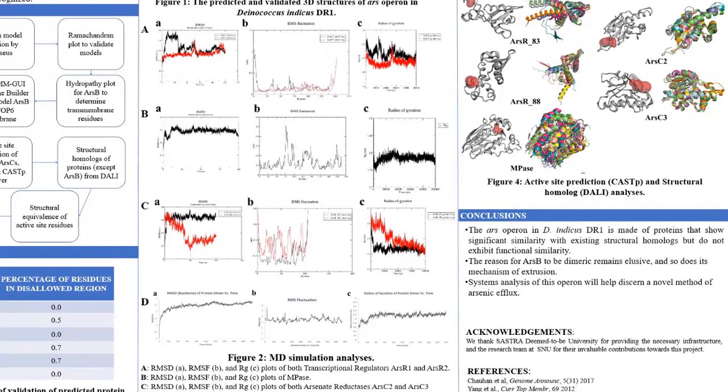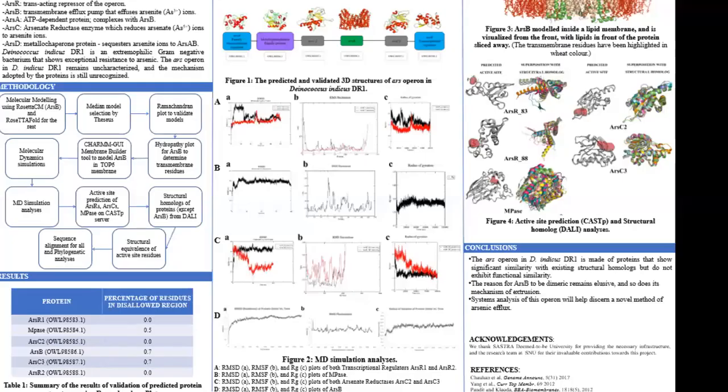Second, the reason for ARSB being predicted as a dimer is unclear. We propose to probe further into the properties of these proteins and conduct systems biology analyses to elucidate the mechanism with which these proteins work together to make D indicus DR1 exhibit high levels of resistance to arsenic.